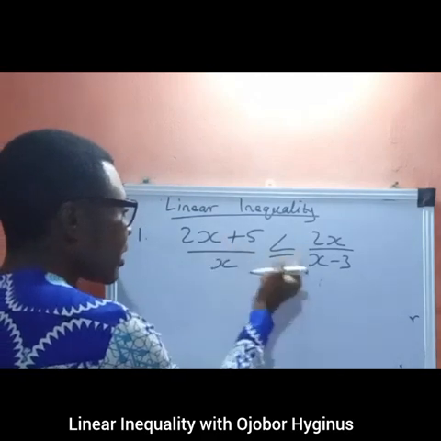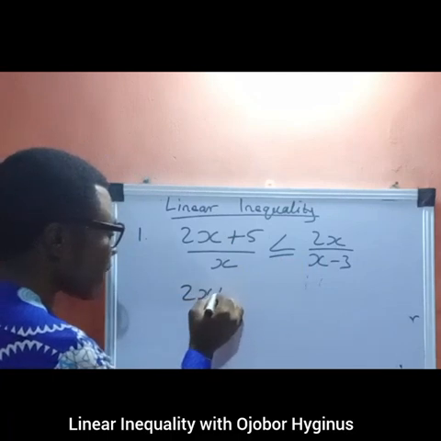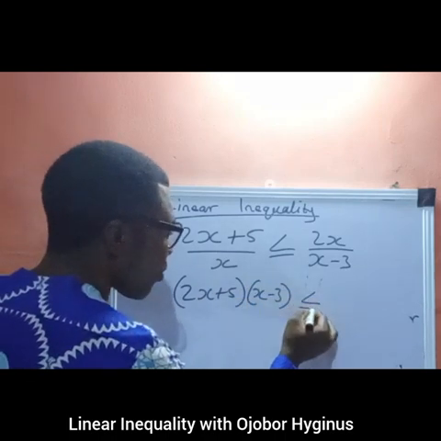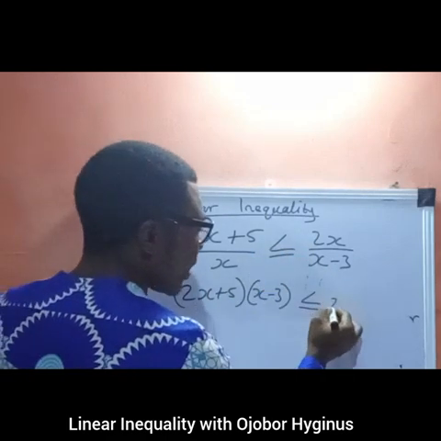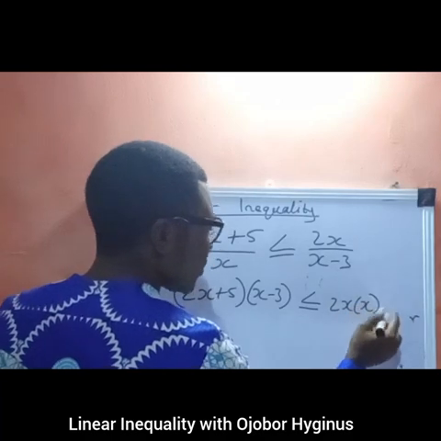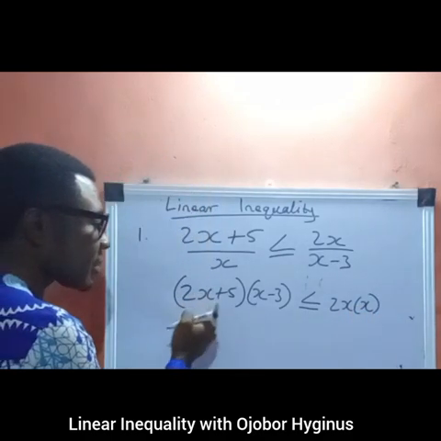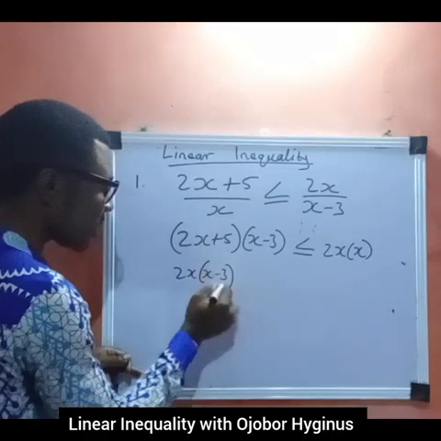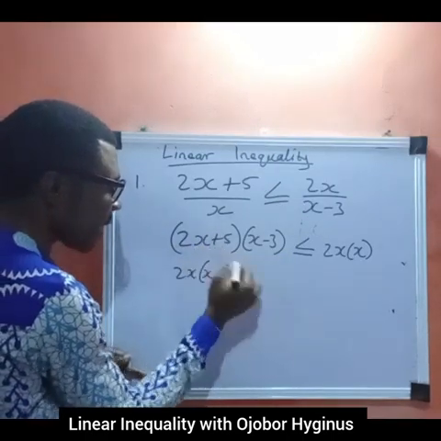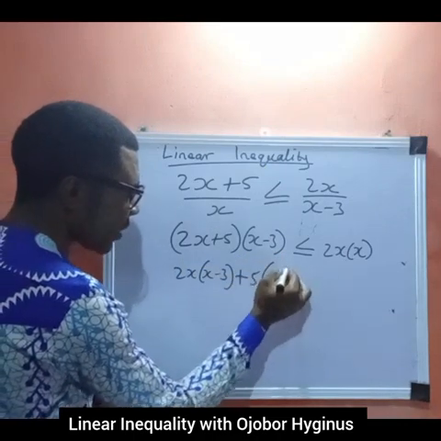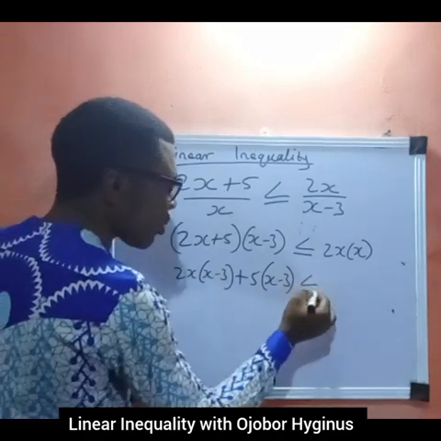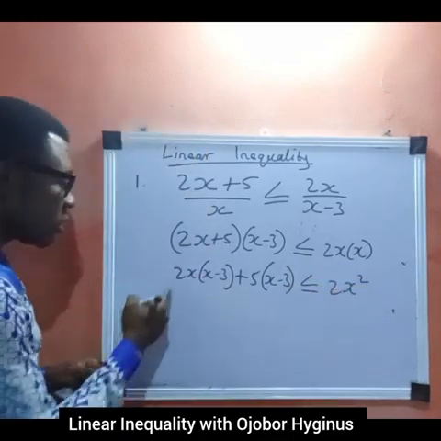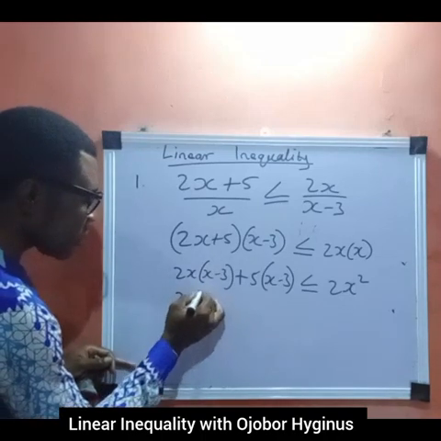So when we do that, this times this, we are going to have (2x + 5) times (x - 3) is less than or equal to, this will multiply this, 2x times x. Okay, then we simplify. We can open our bracket, we have 2x multiply (x - 3), as this will multiply this, plus 5 multiply (x - 3). Okay, it's less than or equal to 2x times x, you have 2x squared.